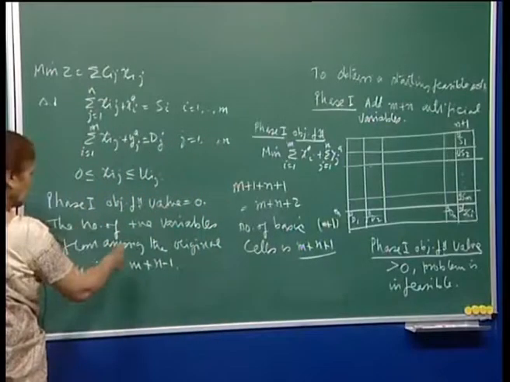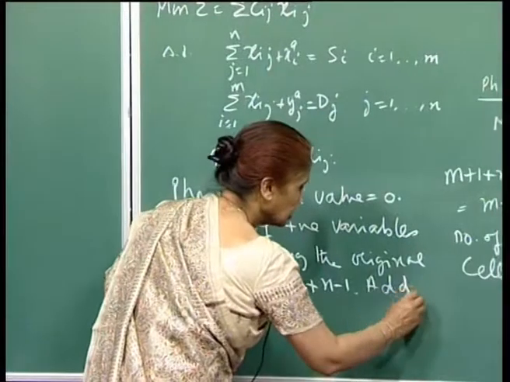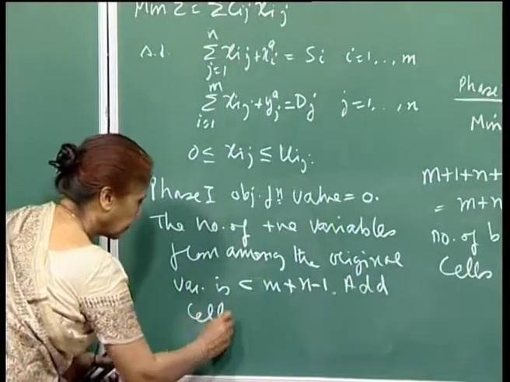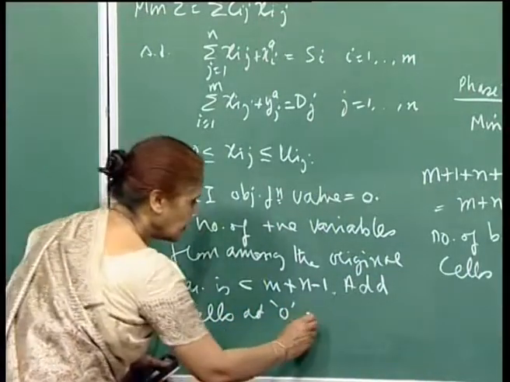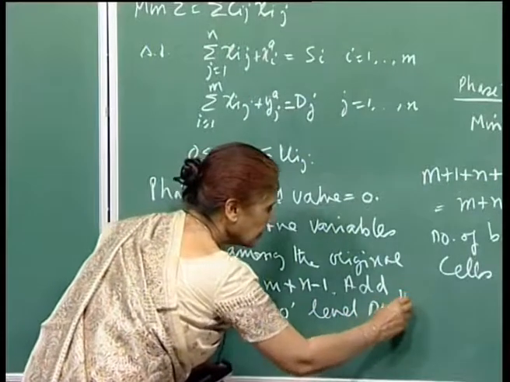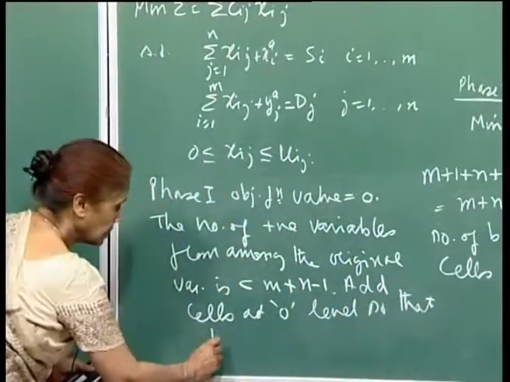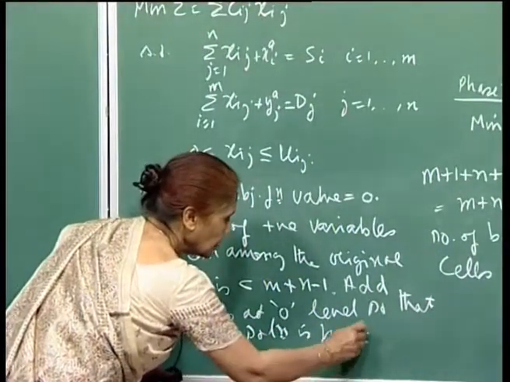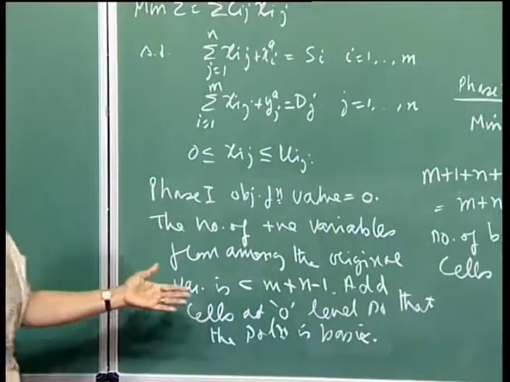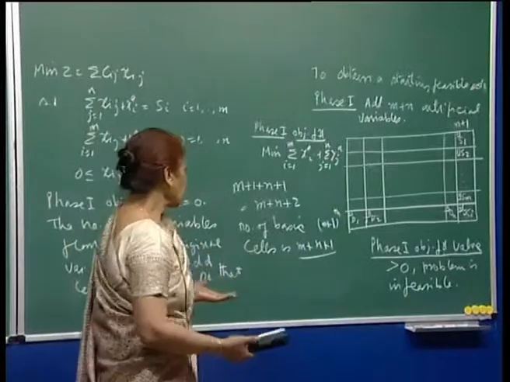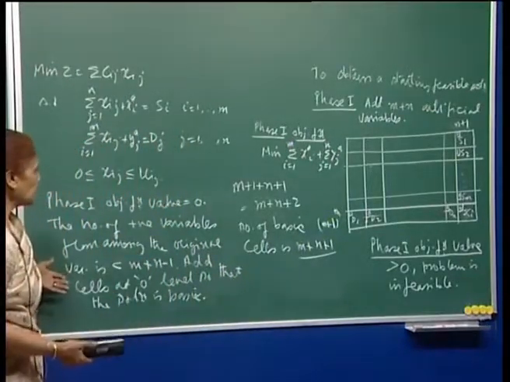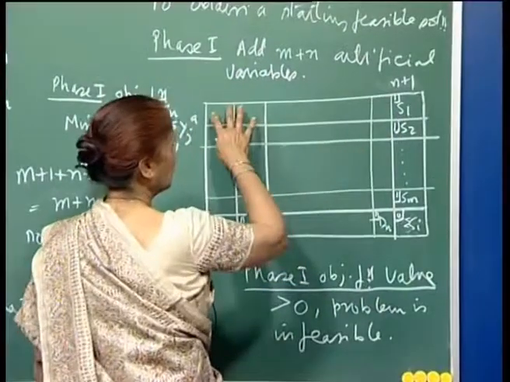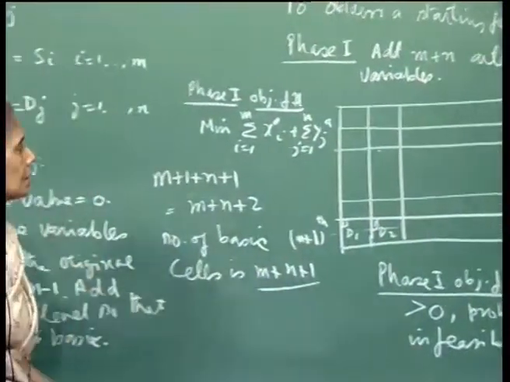Then add 0 cells, or add cells at 0 level, so that the solution is basic. So, just make sure, and you know that the way you add the 0 cells, you make sure that there is no theta loop formed. Once you have that, then you have a starting basic feasible solution for your phase 2. Then you can remove the row and the column, and the prices you can work back with the Cij's, right.